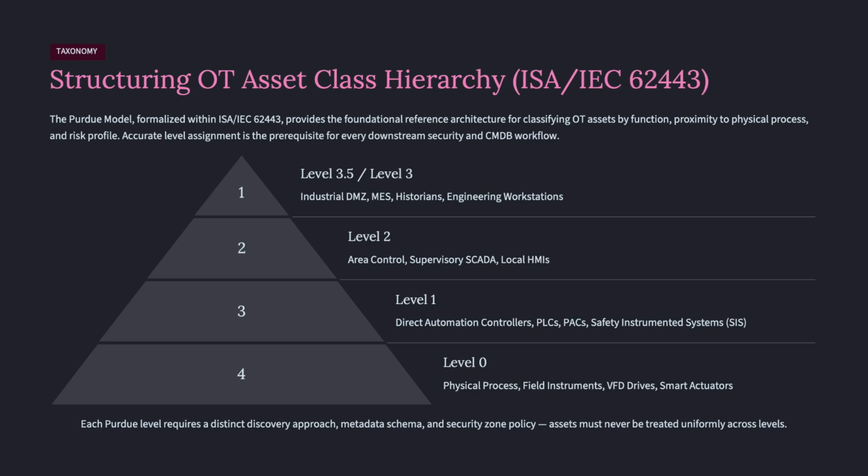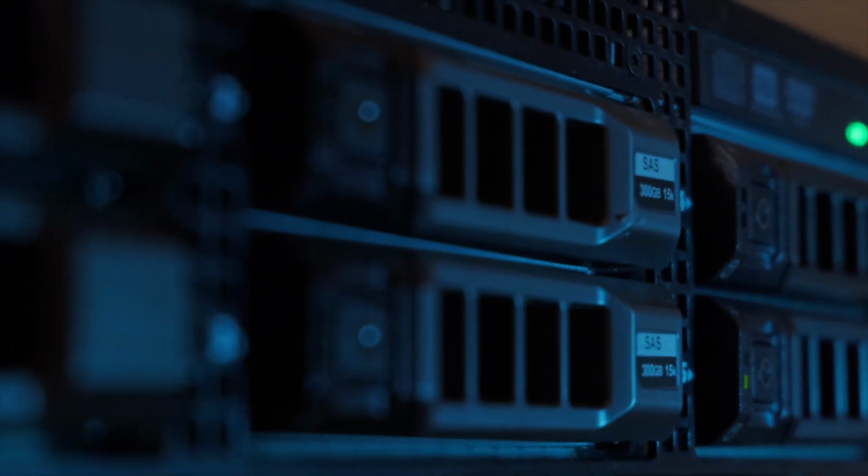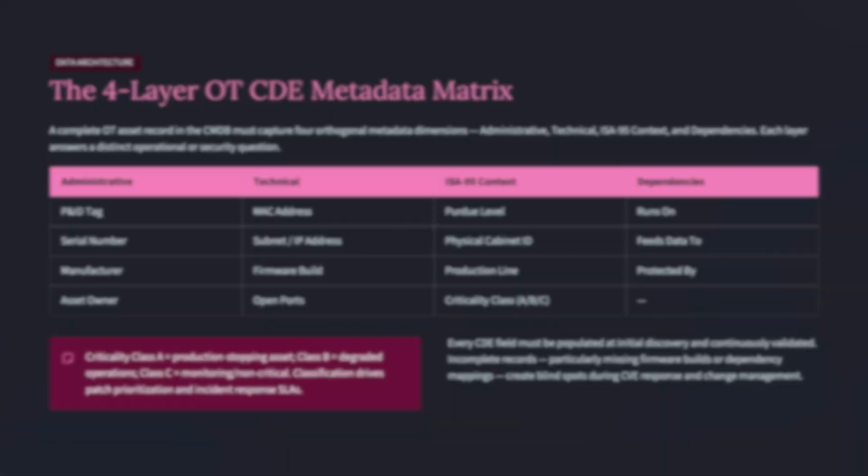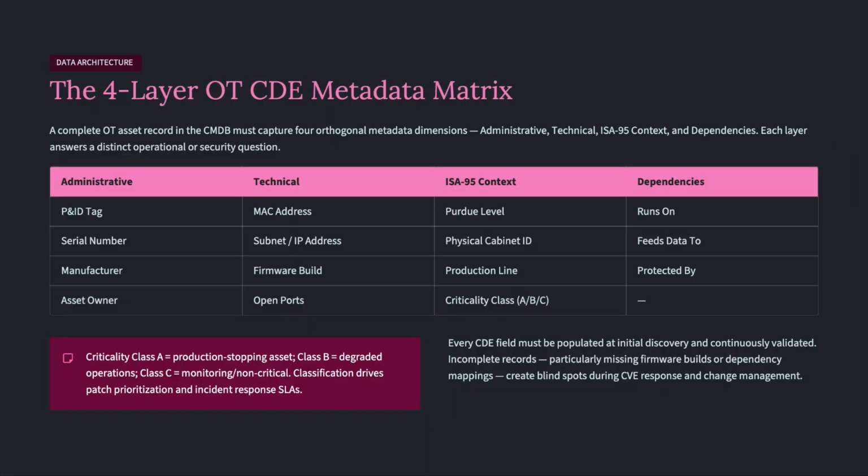At Level 1, we classify direct automation controllers. An asset discovery record is only useful if it captures operational context. To populate an enterprise CMDB, every configuration item must capture four layers of metadata. First is administrative data, establishing ownership, ID or tag numbers, serial numbers, and vendor details. Second, technical attributes, capturing MAC address, fixed subnets, IP assignments, active firmware builds, and open ports.